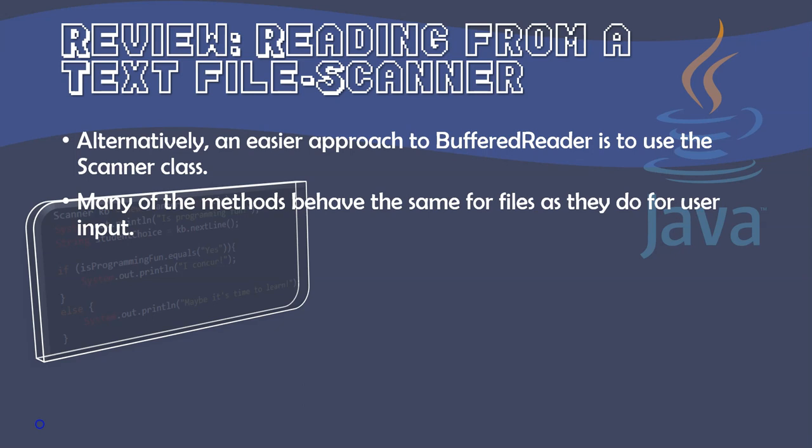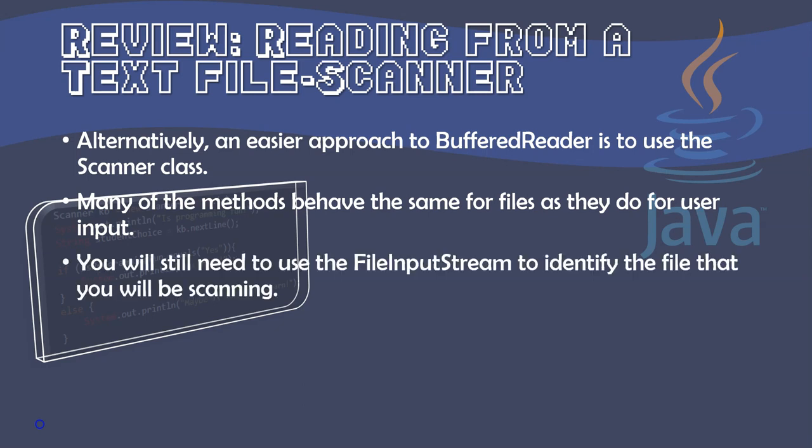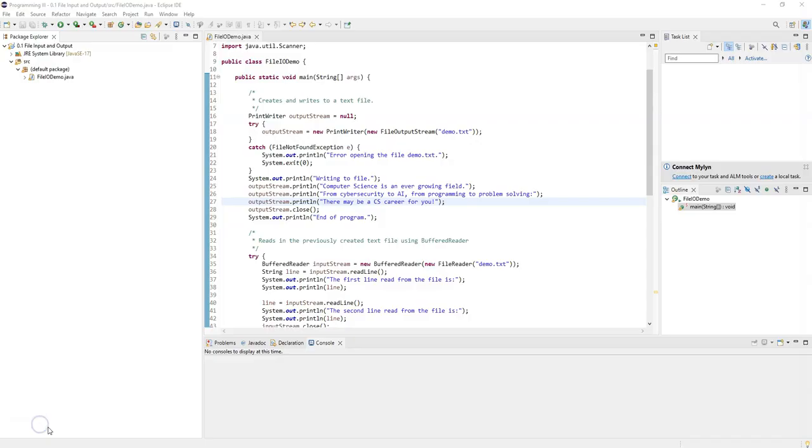Now, many of the methods behave the same for files as they do for user input. So again, nextInt, nextDouble, etc. A lot of those are going to behave the same. Now, we still need to use the file input stream, though, in order to identify the file that we're going to be scanning. Remember, we're not getting this from the console. We're not going to be typing things in there. Instead, we're reading it in from a file. All right, so let's go ahead and take a look at those in Eclipse and get some examples here.